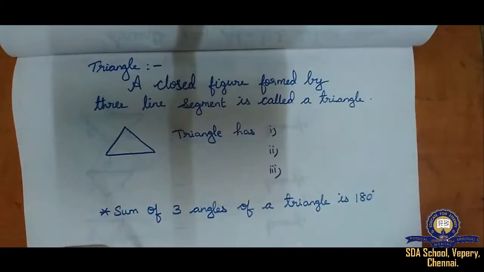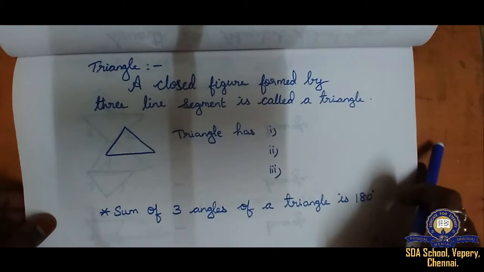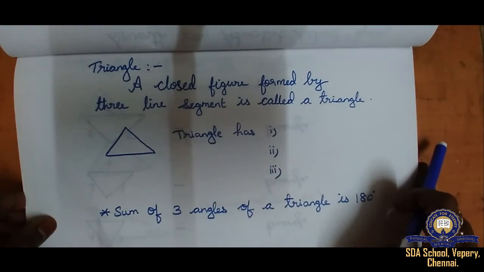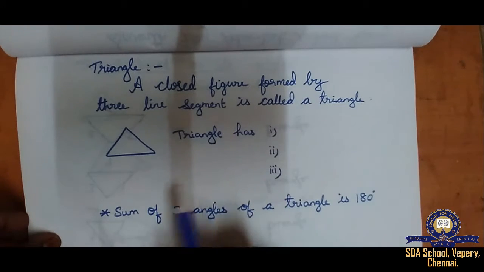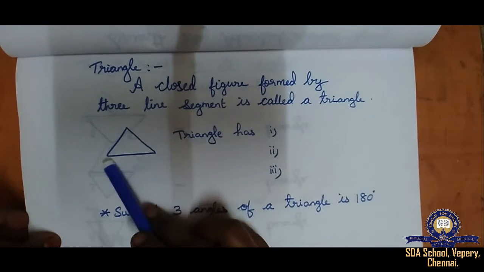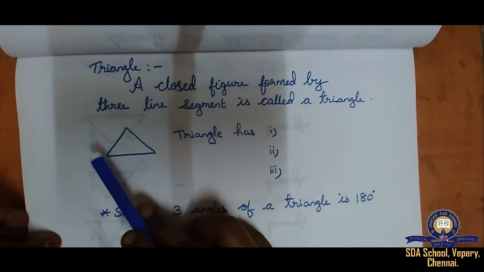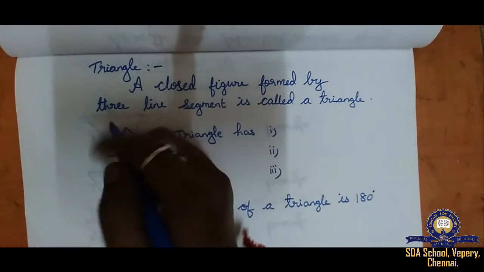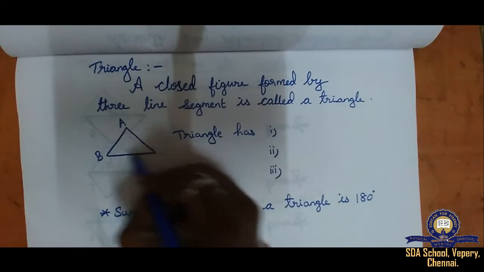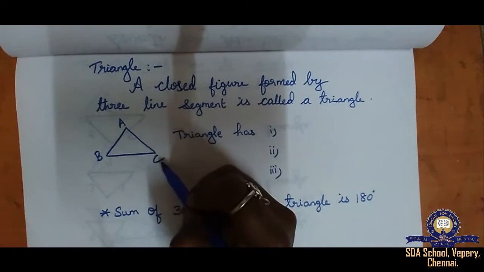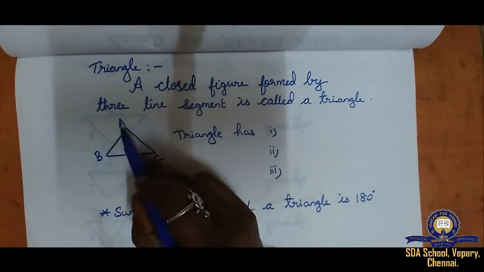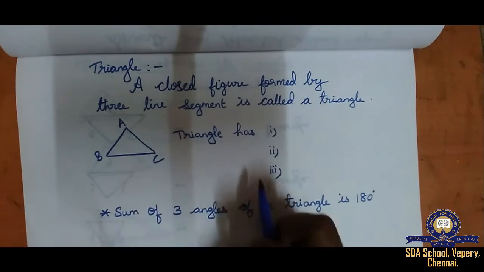What is meant by triangle? A triangle is a closed figure formed by 3 line segments. Triangle is a closed figure, closed diagram. See, closed diagram by 3 line segments. So this is A, B, C. If I name it, this is one side, one line segment. This is another line segment. This is another line segment. So with the 3 line segments it is called a triangle.